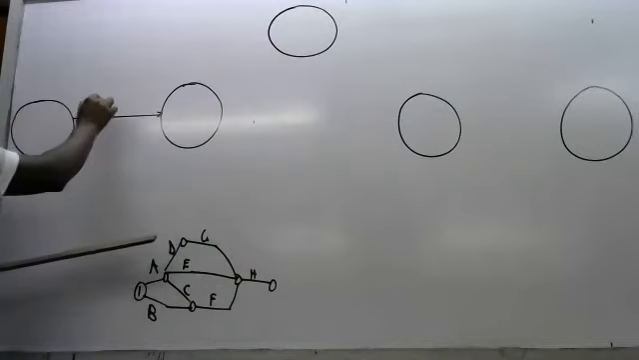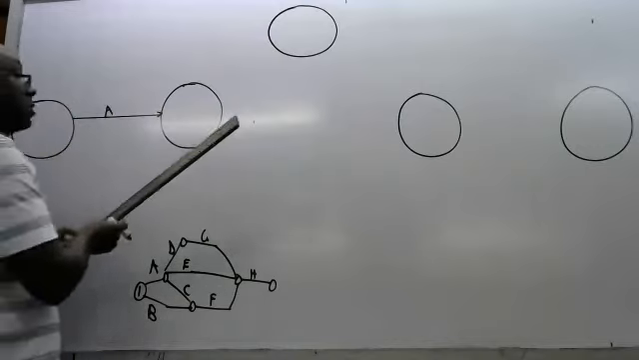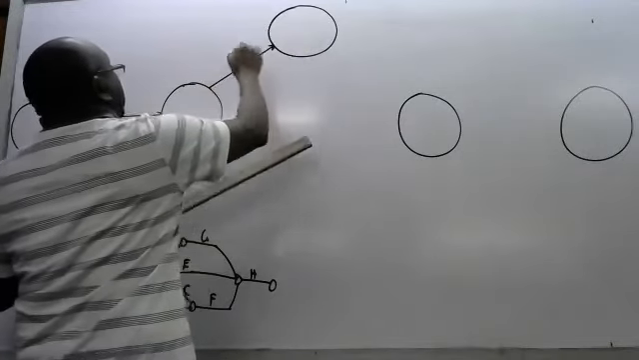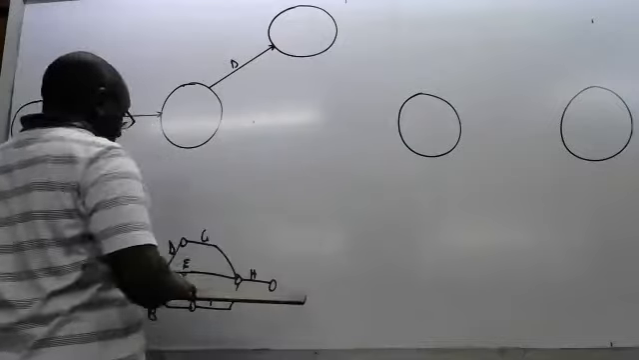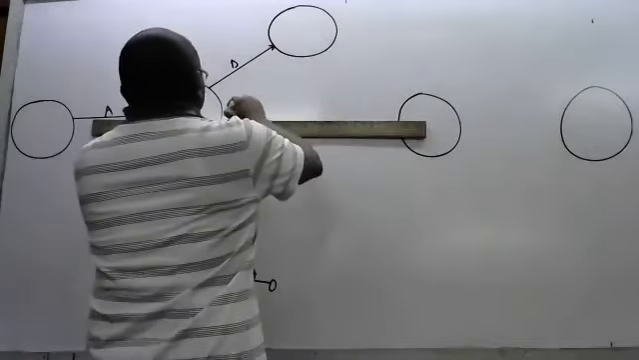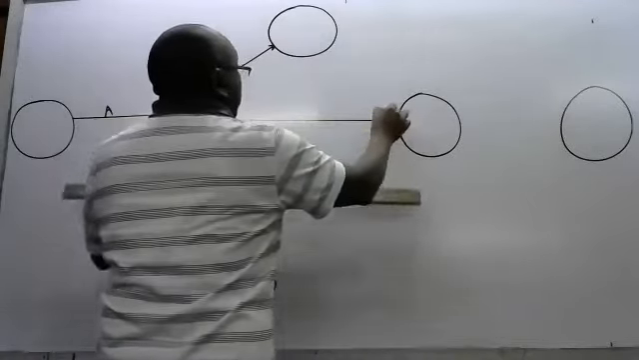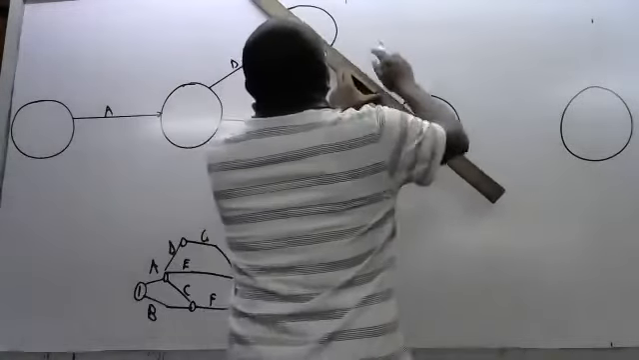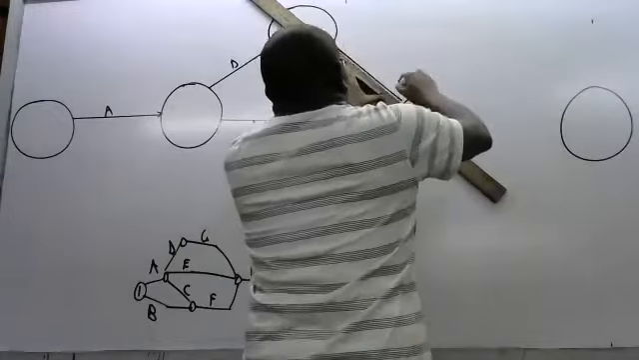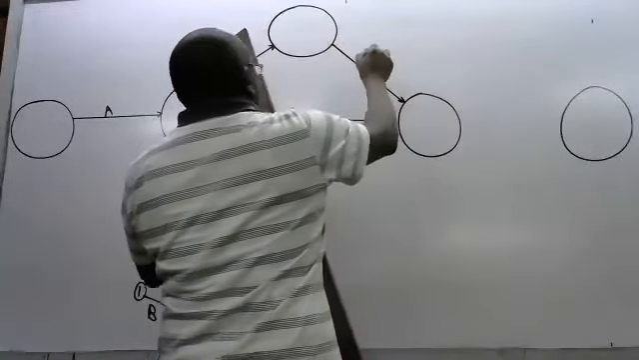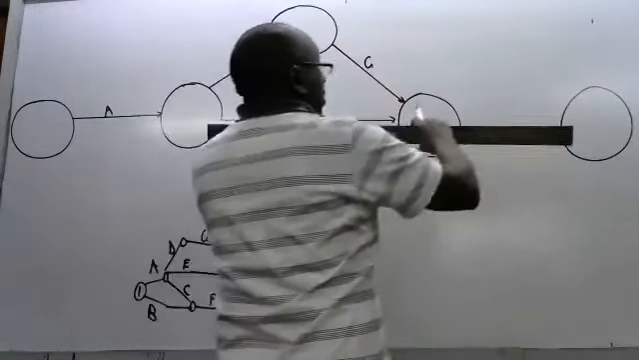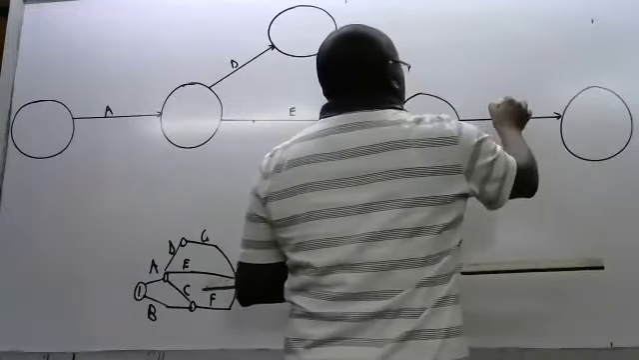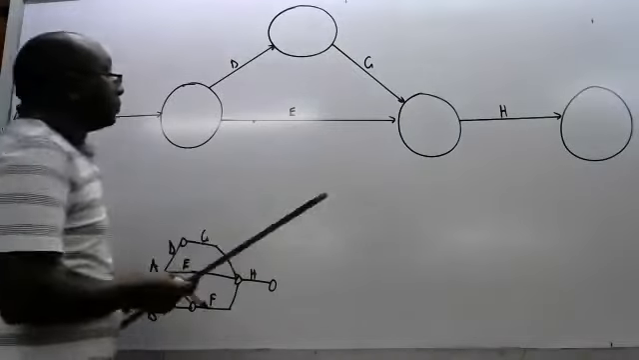So this is A here. This is B. This is E. This is G. This is H. Thank you.